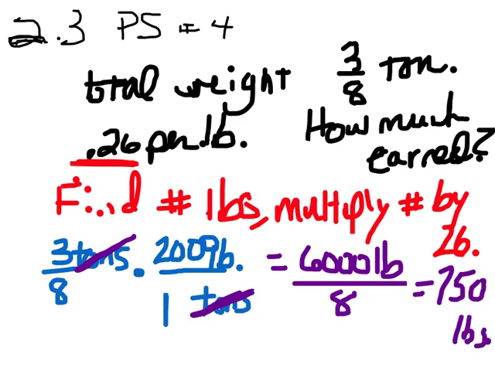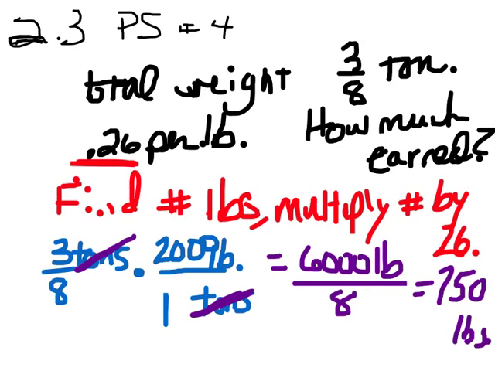Now, another way I could have thought of this is I have 3/8 of a ton. I could think, well, what's 1/8 of a ton? That would be 2,000 pounds, which is a ton, divided by 8, and that number would be 250, and I would multiply it by the 3 on top. So you could do it that way, but you see now why these unit fractions are kind of nice here.